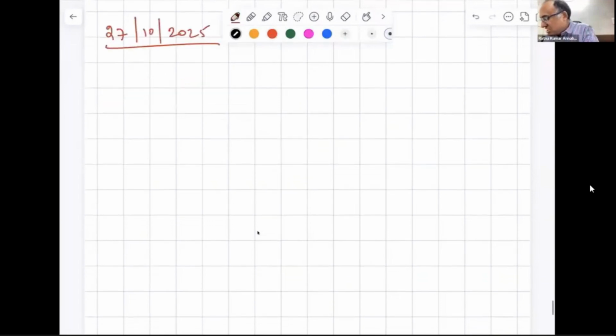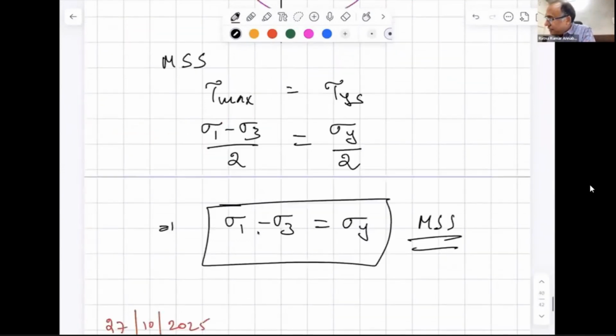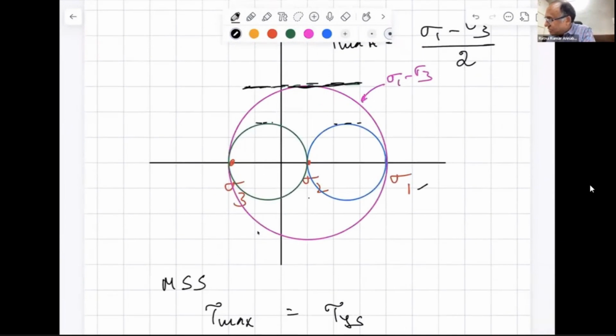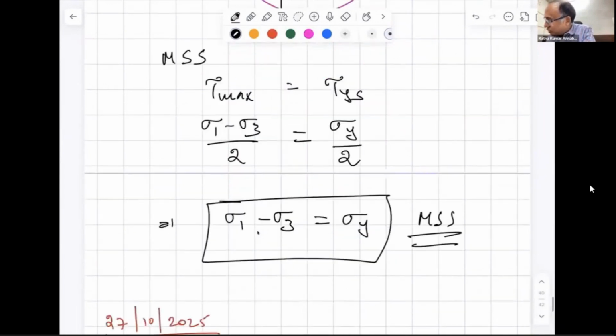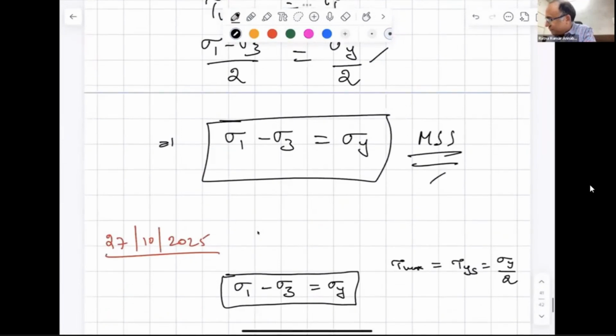So the statement of maximum shear stress theory is sigma 1 minus sigma 3 is equal to sigma y. Because what we are saying is when the maximum shear stress becomes equal to the shear yield strength of the material, that is nothing but 1/2 of the normal yield strength of the material. Right? When you have a stress state like that, sigma 1 is largest, sigma 2 is intermediate, sigma 3 is smallest, then the maximum shear stress will be sigma 1 minus sigma 3 by 2, and sigma 1 minus sigma 3 by 2 equals sigma y by 2.